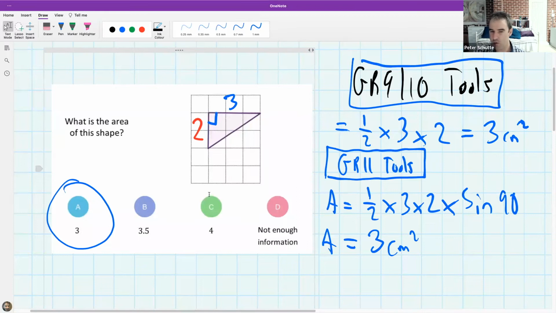Now, I haven't told you why it works. For now, we're just taking it on faith, but let's just get used to it. And you will never have to worry about finding areas of triangles again after tonight. You will be in charge.